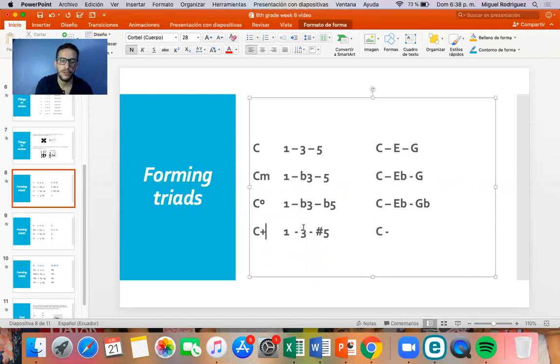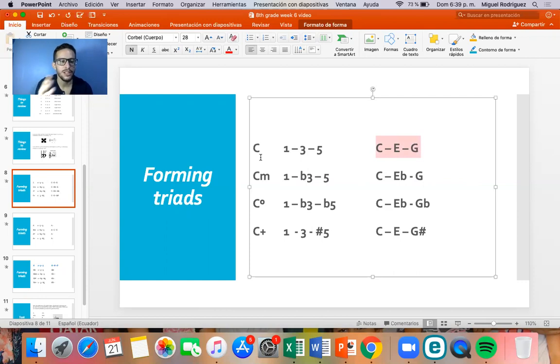So we know that 1 and 3 are the same, so we put C and E. But then the G, it cannot be G because it has to be raised by a half step. So it has to be G sharp. Then we have all 4 triads that begin with C. We have C major, C minor, C diminished, and C augmented. Now this was easy because the beginning triad had no sharps or flats.